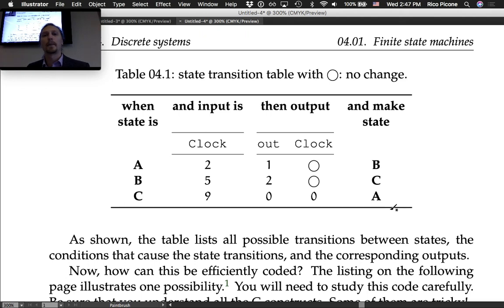In this unchanged, it means we count the clock from 2 until 5. I mean, from A to B, we don't change the clock. In A and B, we don't change it one upon another.